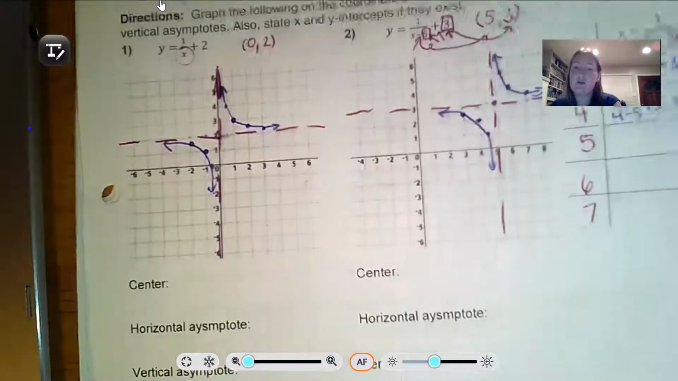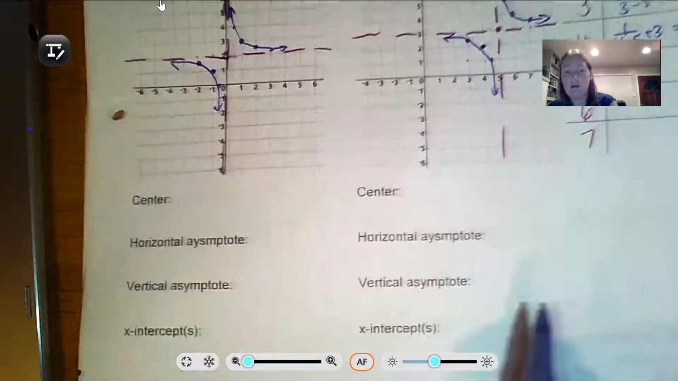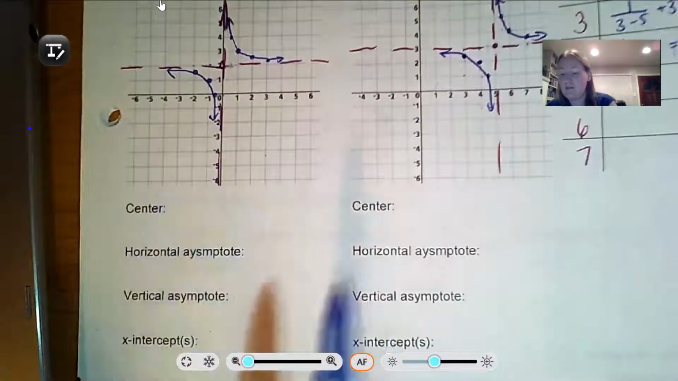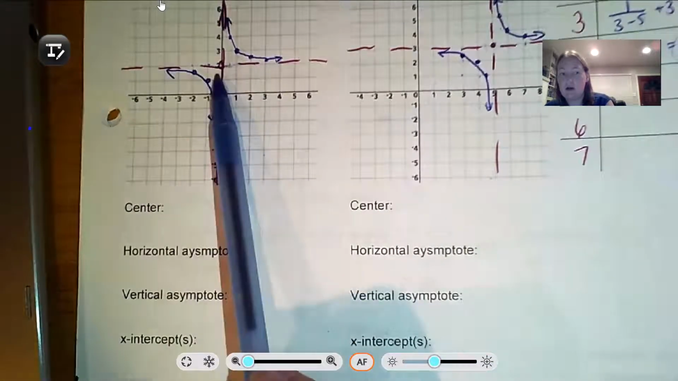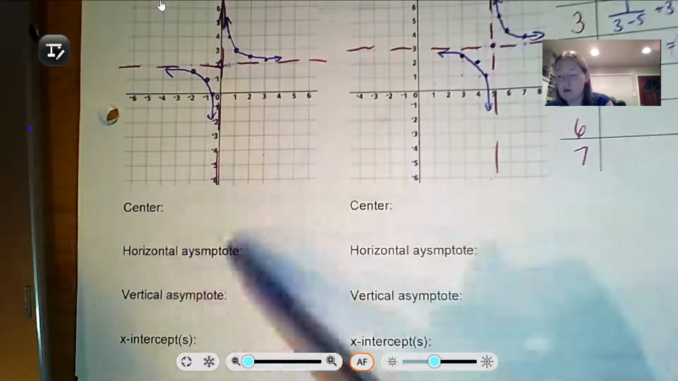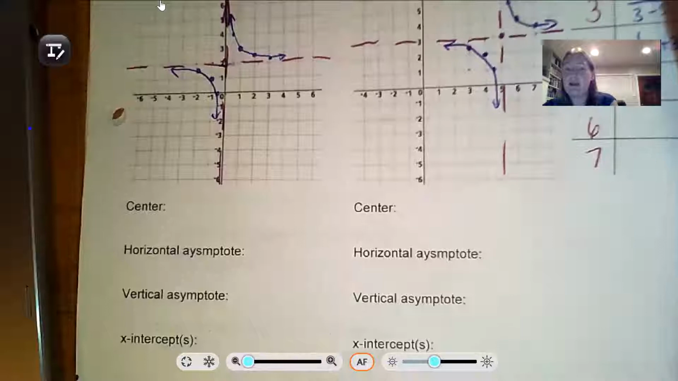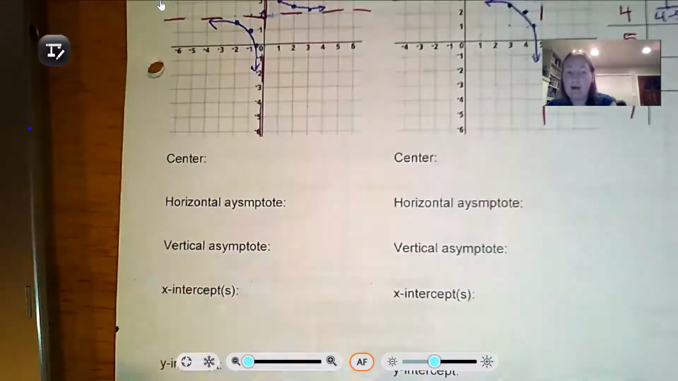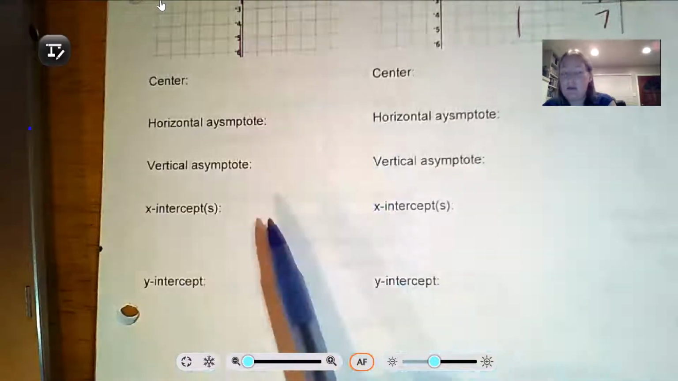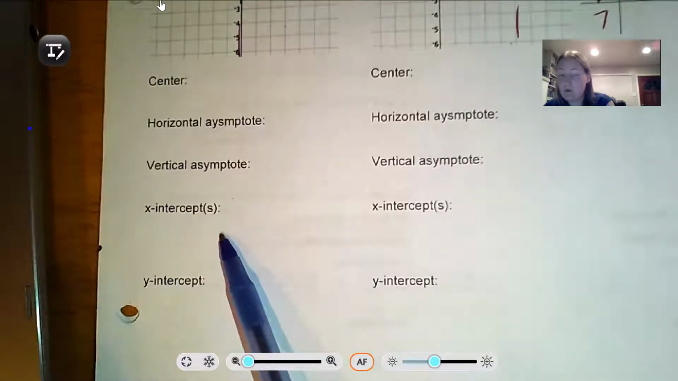The other option, and you'll do more of this when you're in a pre-calc class, is again thinking about the center, thinking about the horizontal and vertical asymptotes. You'll learn how to do those more algebraically as well for other cases besides this standard HK format. And then you can also graph x-intercepts and y-intercepts.